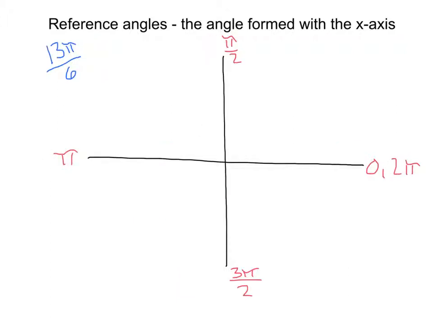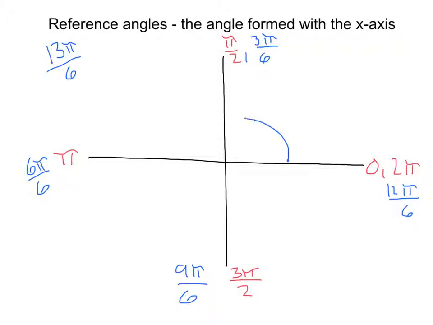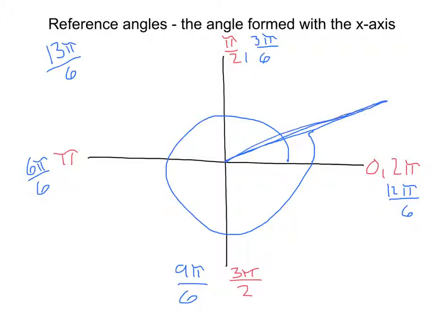Let's try to do one with radians. Here we have 13 pi over 6. First I'm going to start by getting common denominators for all my marking points. Okay, so now let's go ahead and draw our 13 pi over 6. Starting here, I'm going to go past pi over 2, 3 pi over 6, 6 pi over 6, 9 pi over 6, 12 pi over 6, and I know I'm going to be a little bit more than 12 pi over 6 because I've got 13 pi over 6 right here.